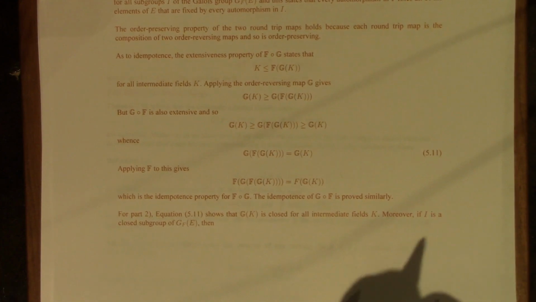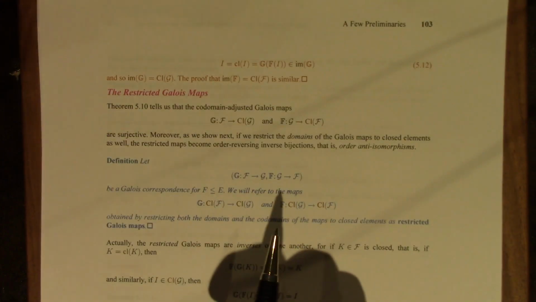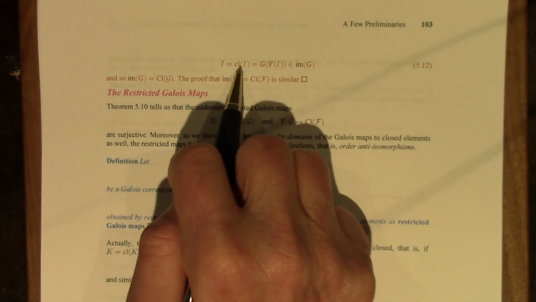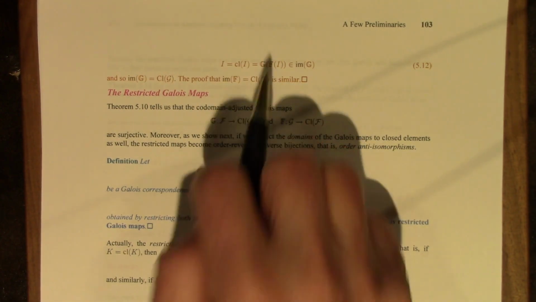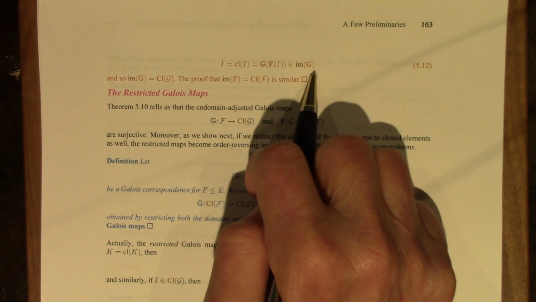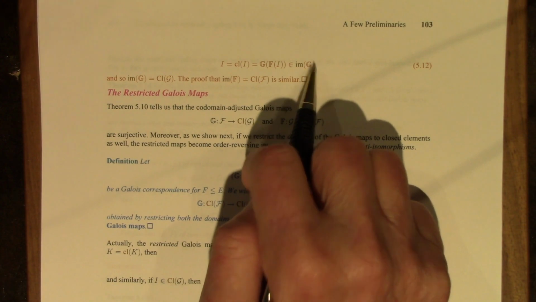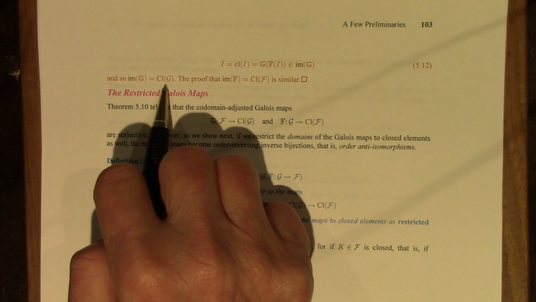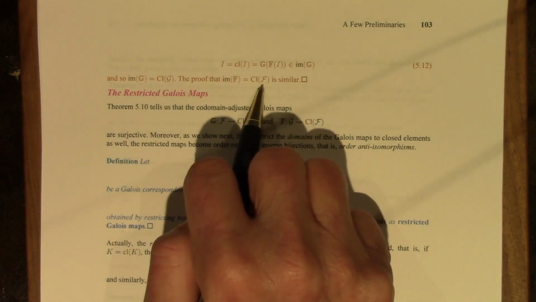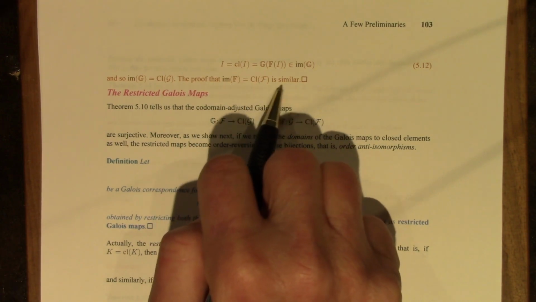But there's one more thing we have to show, and that is if I is a closed subgroup of the Galois group, then I is equal to its own closure, which is by definition GF of I, which is in the image of G. So not only does the image consist only of closed elements, but every closed element is in the image. And so the image of G is precisely the family of closed elements. And I'll let you prove the dual here. The image of F is the closed elements here.